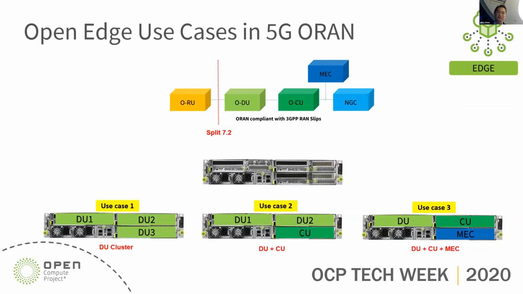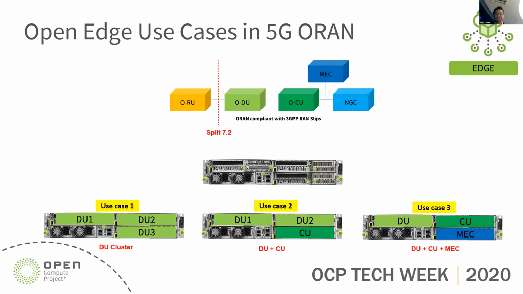Here I show a few examples of how we deploy it. Basically it meets the split 7.2, which lets you separate the radio. Then at the radio, we can do it this way. Use case 1 is to build a DU cluster. So you put 3 DU servers here, then you can support more radios. Use case 2 is to combine DU and CU together, while use case 3 combines DU, CU, and MEC together.